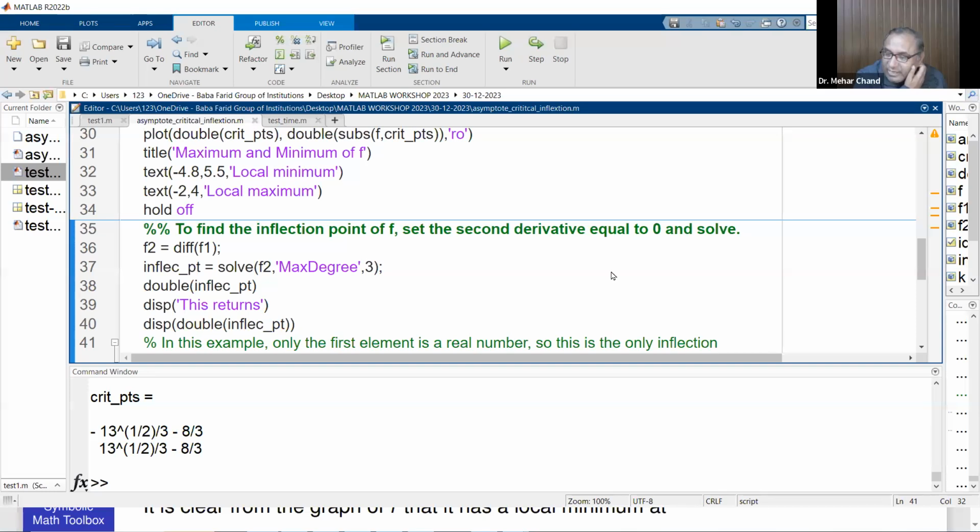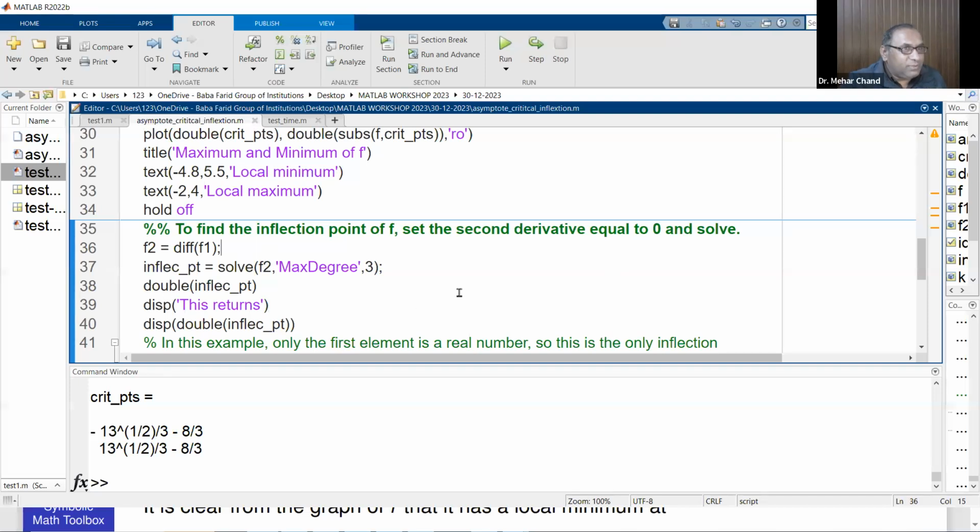The point where the curve changes from concave downward to concave upward, either concave to convex or vice versa. So that point is the point of inflection.